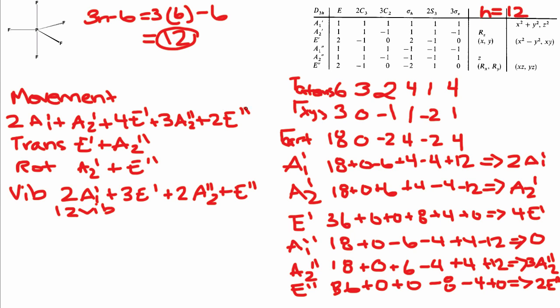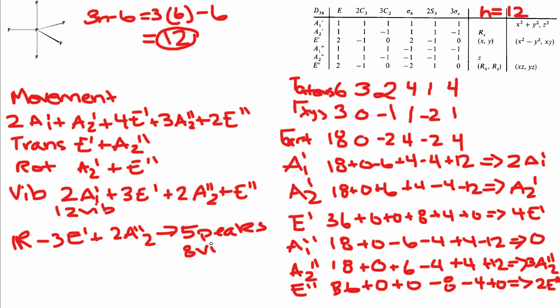And so then if we try to determine how many IR active vibrations we have, we can see that all of the E prime and all of the A2 double prime are going to be IR active. And so we'll have a total of 3E prime plus 2 A2 double prime, right? And so we should end up with, in this case, 5 peaks, right? But in total, what we'll have are 8 vibrations for this species.